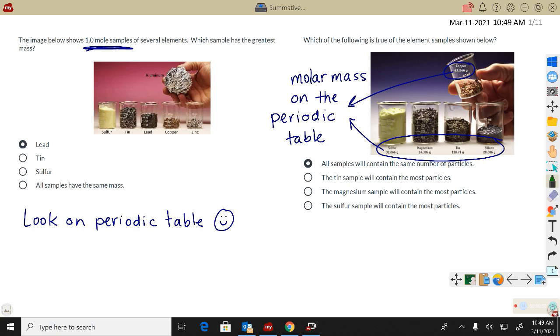The second one gave you some element samples, and there were masses attached to each sample. These just happen to be the molar masses. If you look up sulfur, magnesium, tin, silicon, and copper on the periodic table, you will find that these masses are what's listed. They are the molar masses, which means they're the mass of a mole, and 1 mole of anything is the same number of particles, 6.02 times 10 to the 23rd atoms in all of those samples.